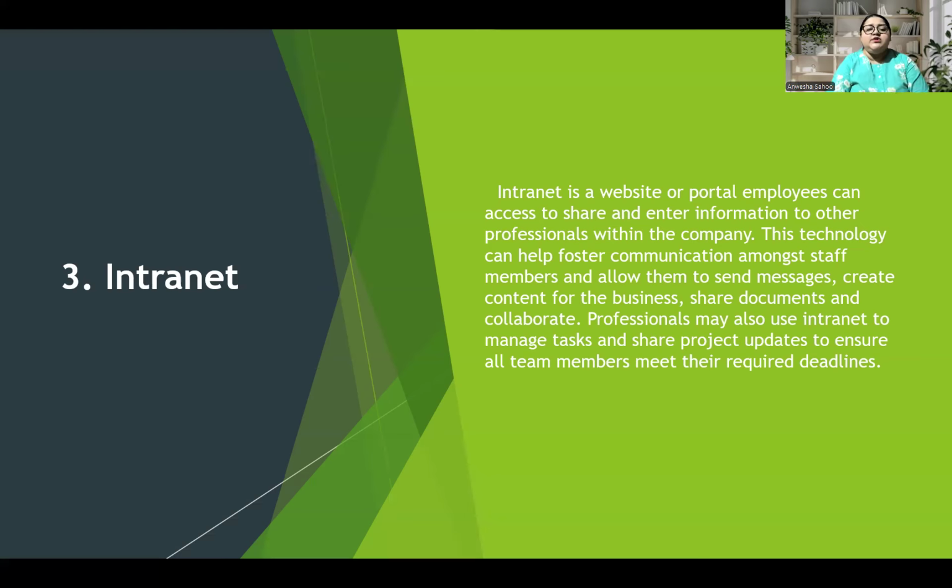required deadline. So this is one of the safest platforms or websites the companies like to use, because through intranet no information gets leaked out to the outside world and all the information remains within the company network. So this technology is being used all over the world to foster communication within the employees, within the team and within the organization structure.